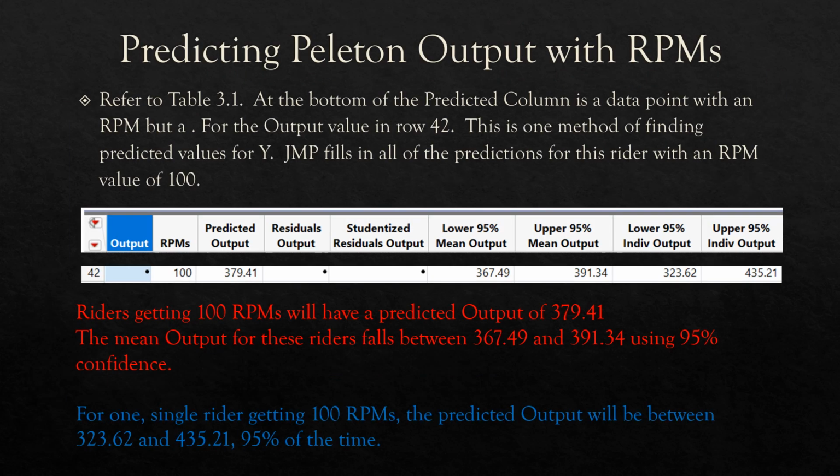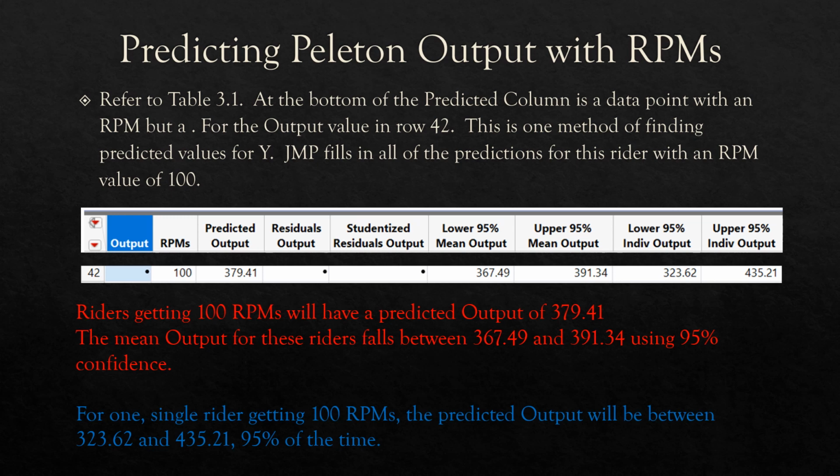So again, referring to table 3.1, I've cut and pasted a portion of the output. At the very bottom, there's a dot for the output. That means this is a value I'm predicting. It wasn't part of the actual sample. So what if a rider got 100 RPMs? Predicted output would be 379.41. Then I go over and I can interpret the confidence interval.